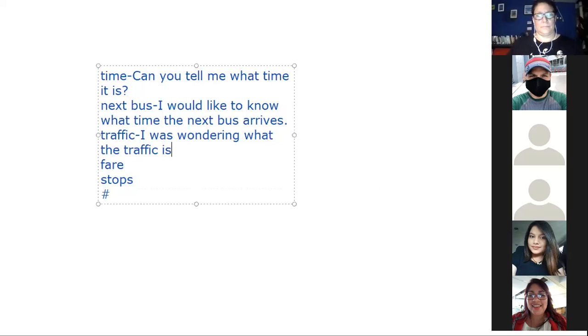Y aquí vamos a utilizar esta frase. Is like. What the traffic is like. Así como cuando decimos el clima, ¿verdad? Decimos is like. What's the weather like? All right. Good, like it. Fair. Este es el pasaje, ¿verdad?